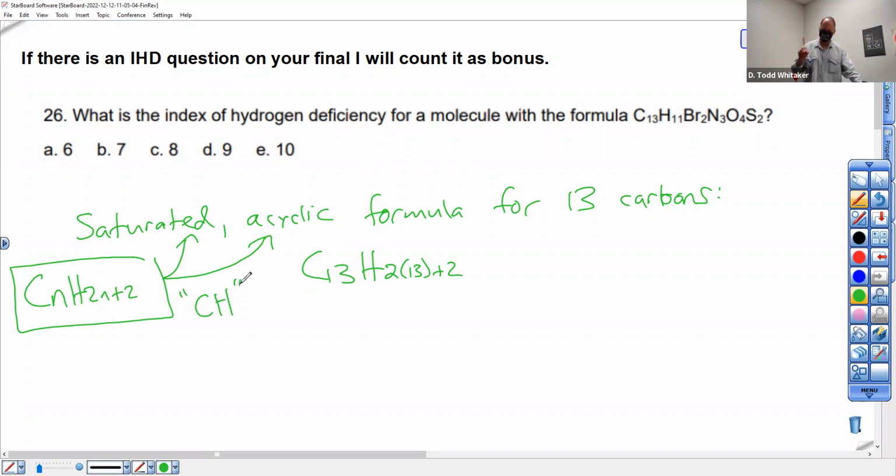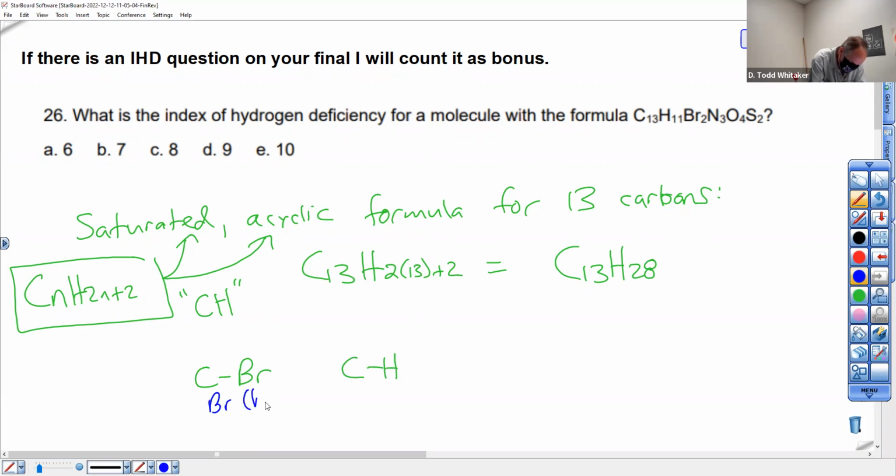Okay? So what do you have? C13H28. Now we have to figure out what happens when we have a halogen. Well, I want to just point out, if you have a halogen, that's the same bonding as a hydrogen. Br takes the place of H. Br, halogens take the place of H.